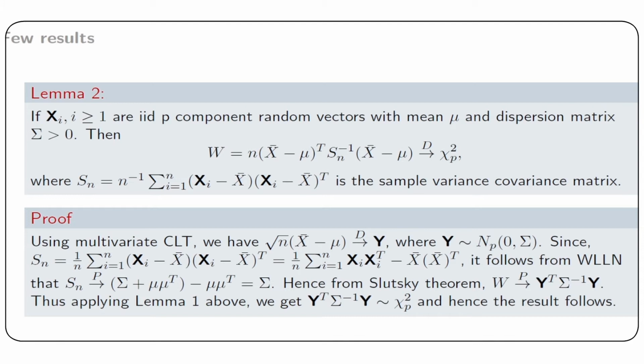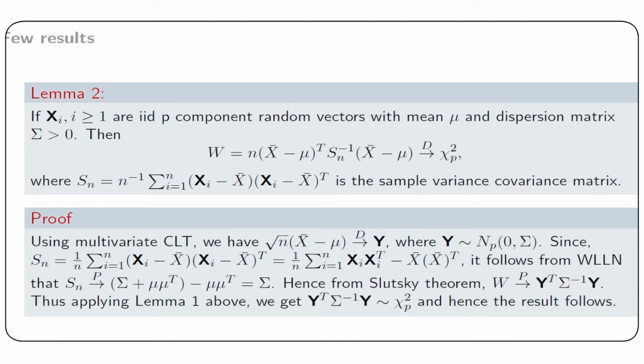Since S_n can be expressed as 1 by n summation i from 1 to n X_i X_i transpose minus X bar X bar transpose, we have Slutsky's theorem, and we get that 1 by n summation i from 1 to n X_i X_i transpose converges in probability to sigma plus mu mu transpose, and X bar X bar transpose converges in probability to mu mu transpose, and therefore we get that S_n converges in probability to sigma.